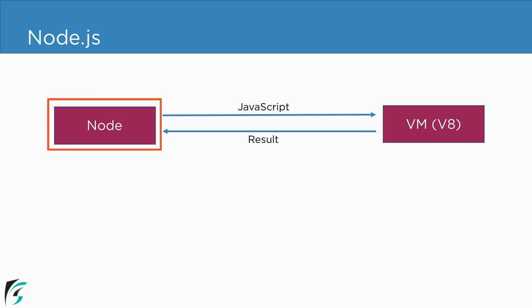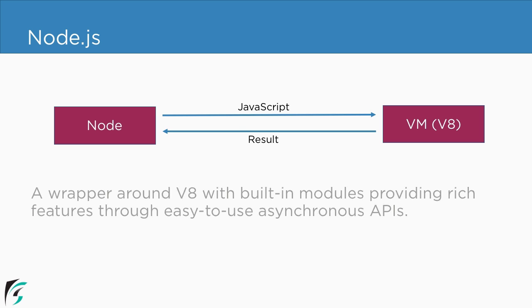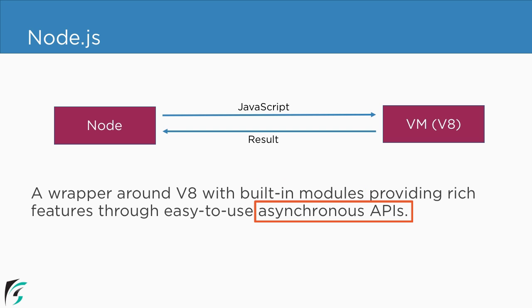So when you write JavaScript for Node, Node will pass your JavaScript to V8, which is your virtual machine. Then V8 will execute that JavaScript and tell Node what the result is, and Node will make the result available to you. Well, that's a very simple story. So you can now define Node as a wrapper around V8 with some handy built-in modules providing rich features through easy-to-use asynchronous APIs. The terms module and asynchronous APIs might look overwhelming to you as a beginner. We will throw some light on that shortly.